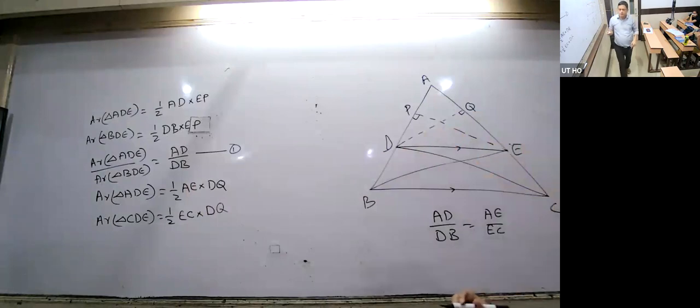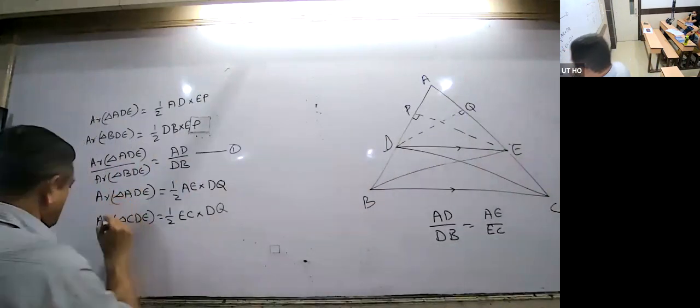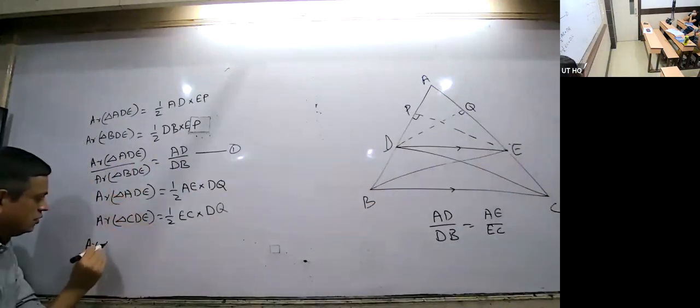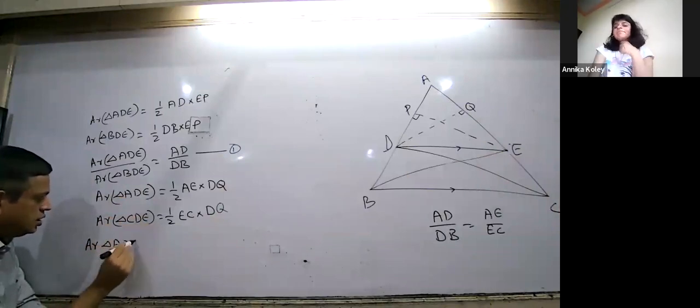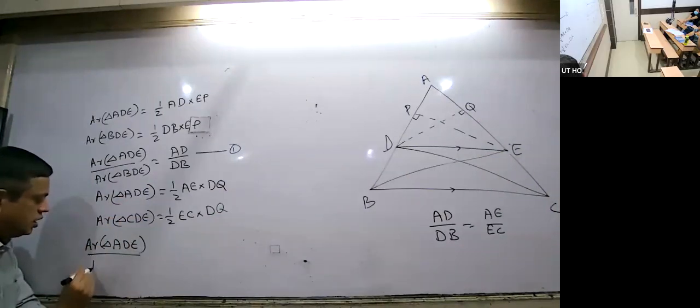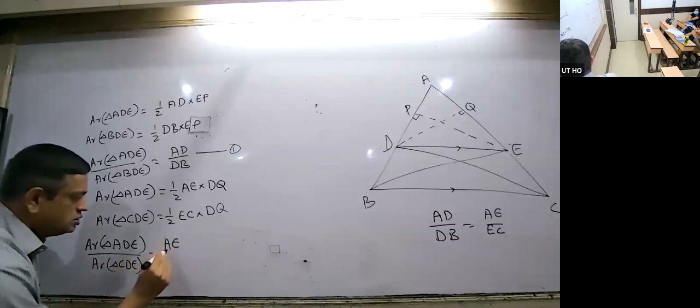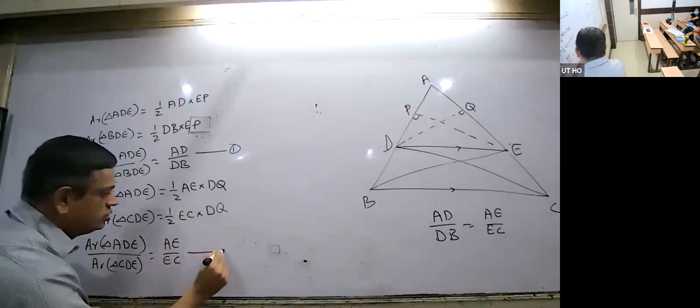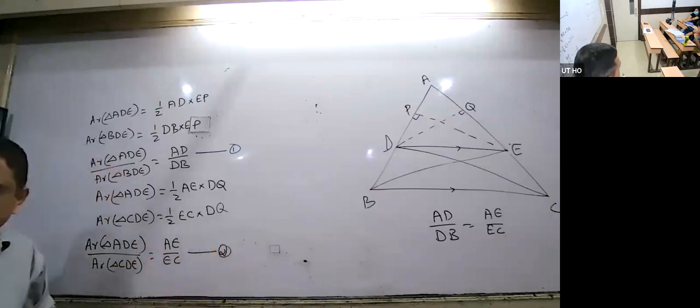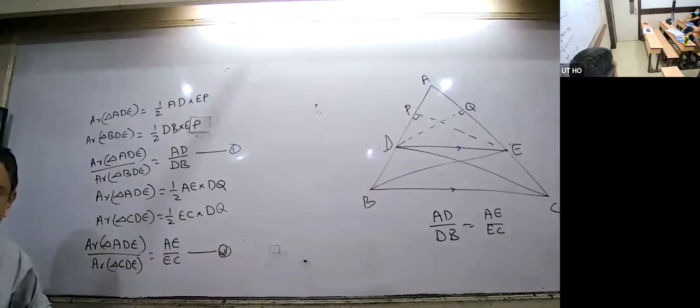Anika, are you listening? Next, so divide. So what do you get? Area of triangle ADE upon area of triangle CDE is equal to AE upon EC. This also is followed. Everyone followed now? Yes, sir. No problem.